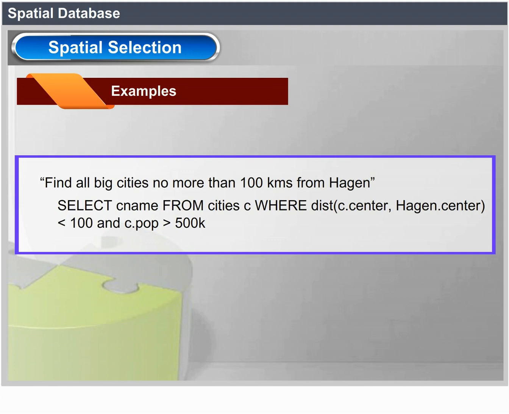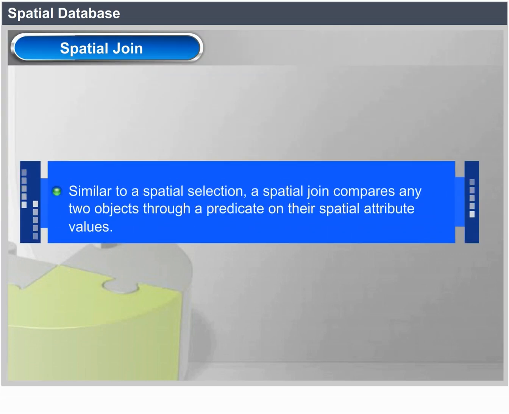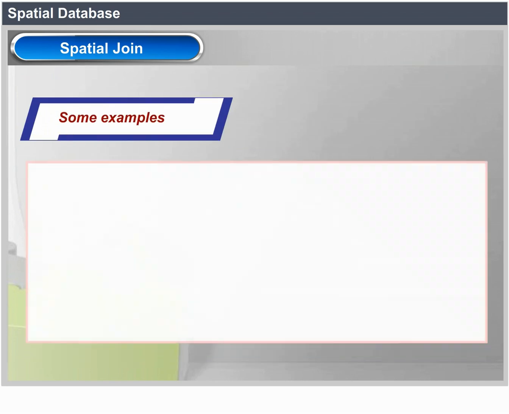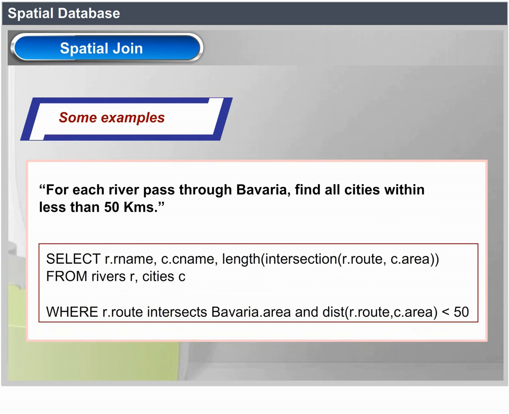Spatial join. Similarly to a spatial selection, a spatial join is a join which compares any two objects through a predicate on their spatial attribute values. Some examples. For each river passing through Bavaria, find all cities within less than 50 kilometers. Select R.name, C.name, length(intersection(R.route, C.area)) from rivers R, cities C where R.route intersects Bavaria.area and dist(R.route, C.area) < 50.